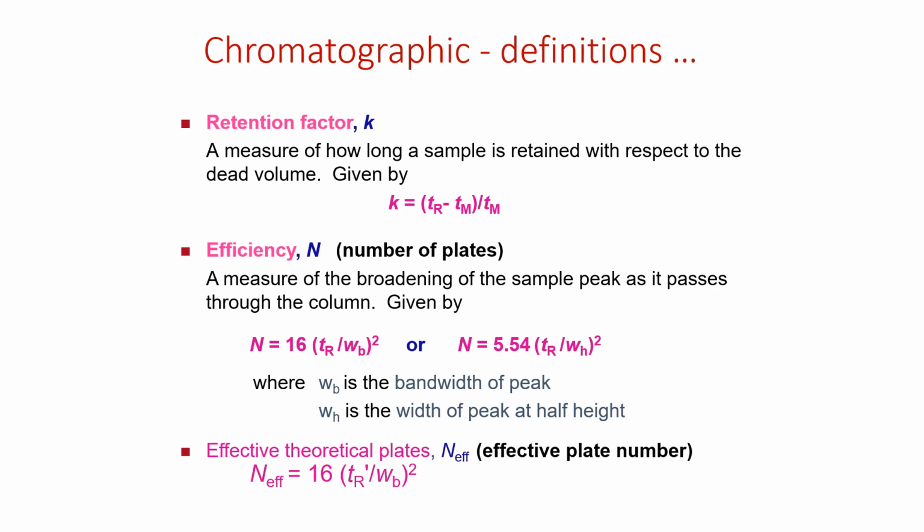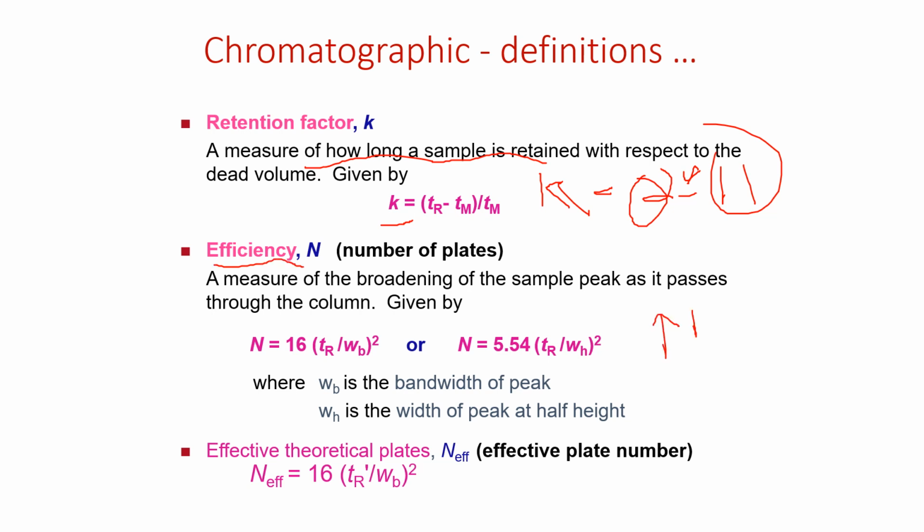Then you have the retention factor, whereby it measures how long a sample is retained with respect to that volume. The k is usually between 2 to 11. You want to be in the middle, you don't want to be at the very minimum or very maximum, because it shows how long or how fast the sample is retained. Then you have the efficiency, the N. You want high N. And then this is the effective theoretical plates.